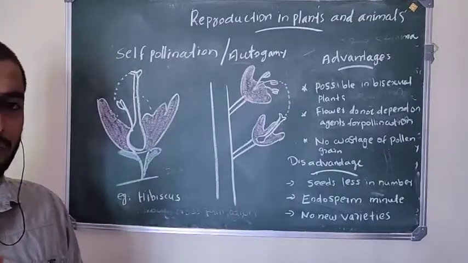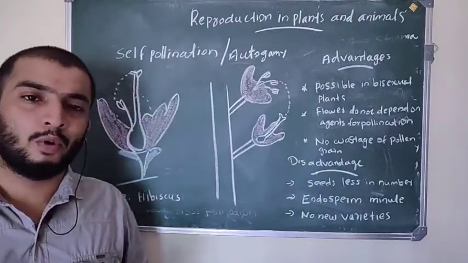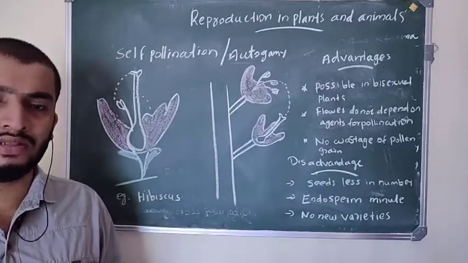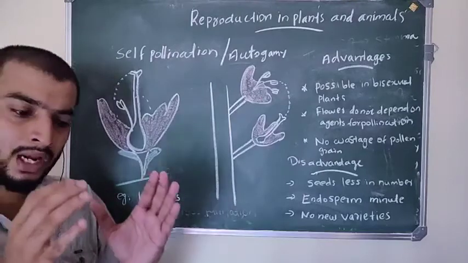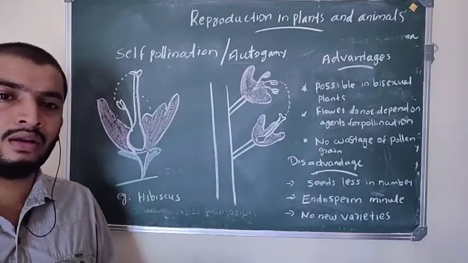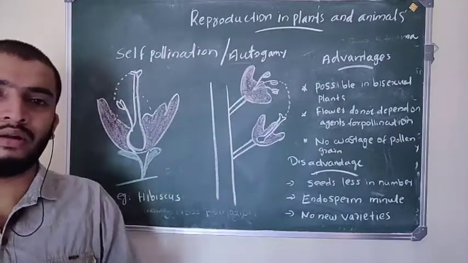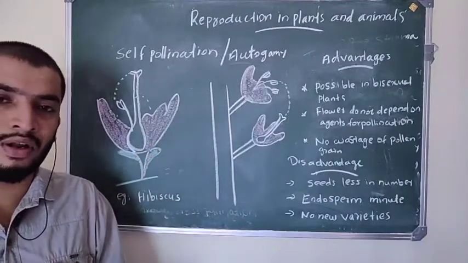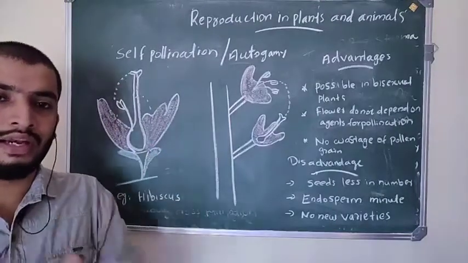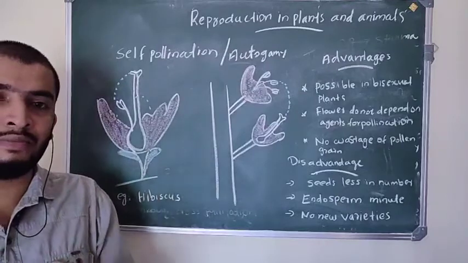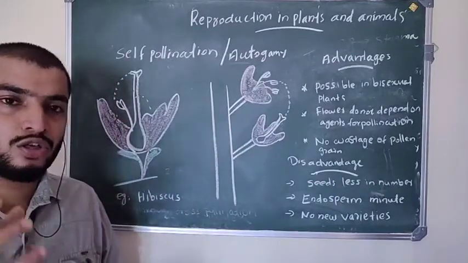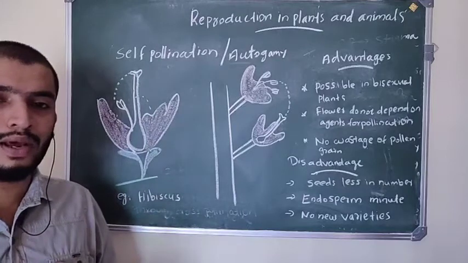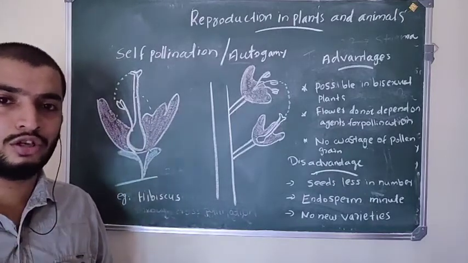First advantage: self-pollination is possible in bisexual plants. What is meant by a bisexual plant? Bisexual means the male sex organ and the female sex organ are present on the same flower, or the male flower and female flower are present on the same plant. If bisexual flowers are present on one plant, that plant is a bisexual plant.